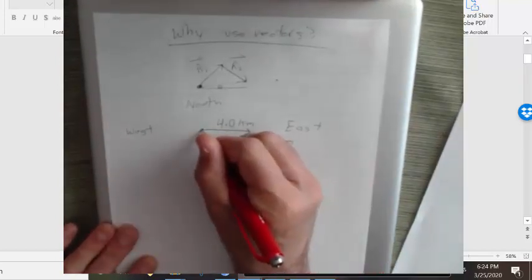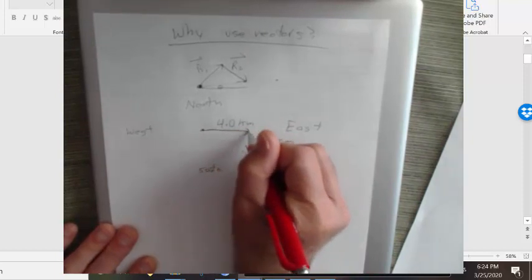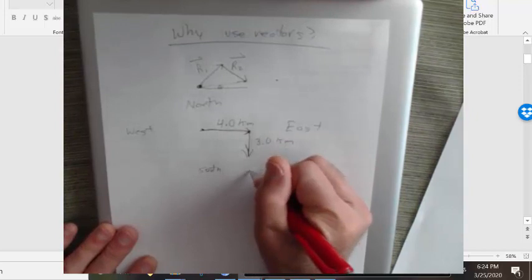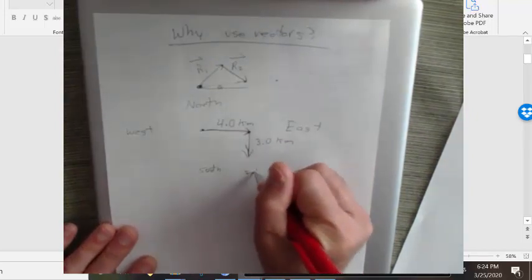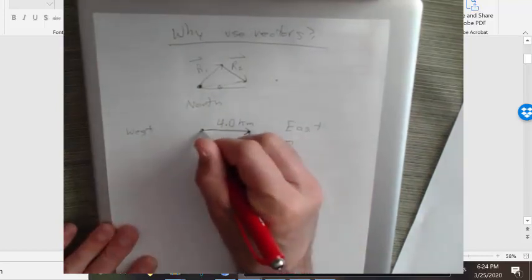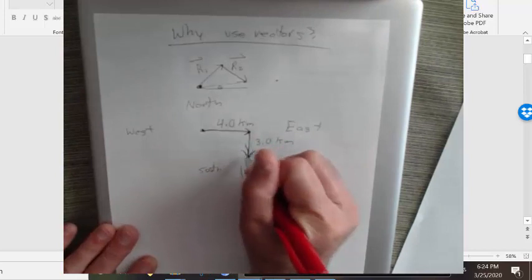In this case here, I'm walking 4 kilometers due east. And then from that point, I'm walking from this point here, south is directly below it. So from this point here, south is here. So then I walk 3 kilometers due south. The question is, how far do I walk from here to here?